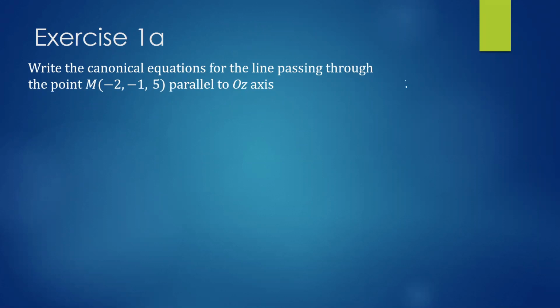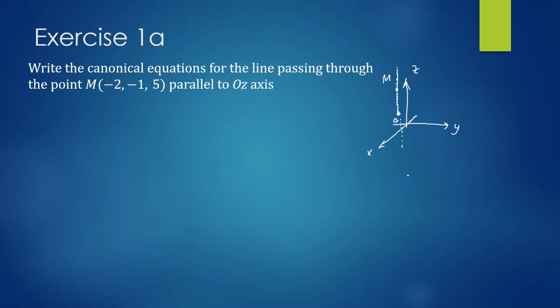Yes, now. So suppose we have, all right, this is the z-axis, this is the x-axis, this is the y-axis, the classical system of coordinates. We have point M with coordinates negative 2, negative 1, and 5, somewhere in the three-dimensional space. And we need to write the equations for the line parallel to the z-axis. The line would go like this, and it would intersect the xy plane somewhere, and then it would go on.